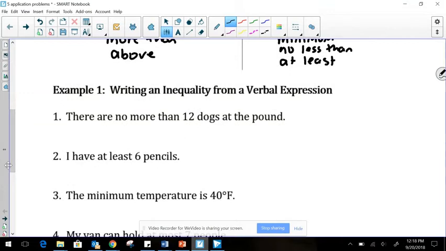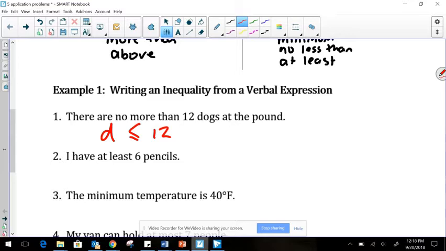So number 1, there are no more than 12 dogs to the pound. No more than, if you look up at your chart, you see, okay, that's less than or equal to. I have my 12, and then I'm going to use the letter D for dogs. So the number of dogs is less than or equal to 12.